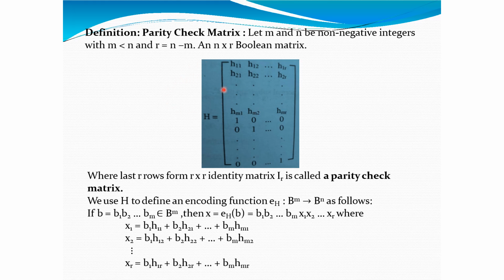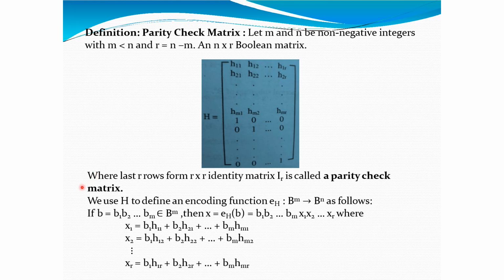The first m rows contain either 0 or 1 and the last r rows form an r by r identity matrix. So there will be a total of m plus r, that is n rows, and how many columns are there? r columns. Such a matrix H is called the parity check matrix.